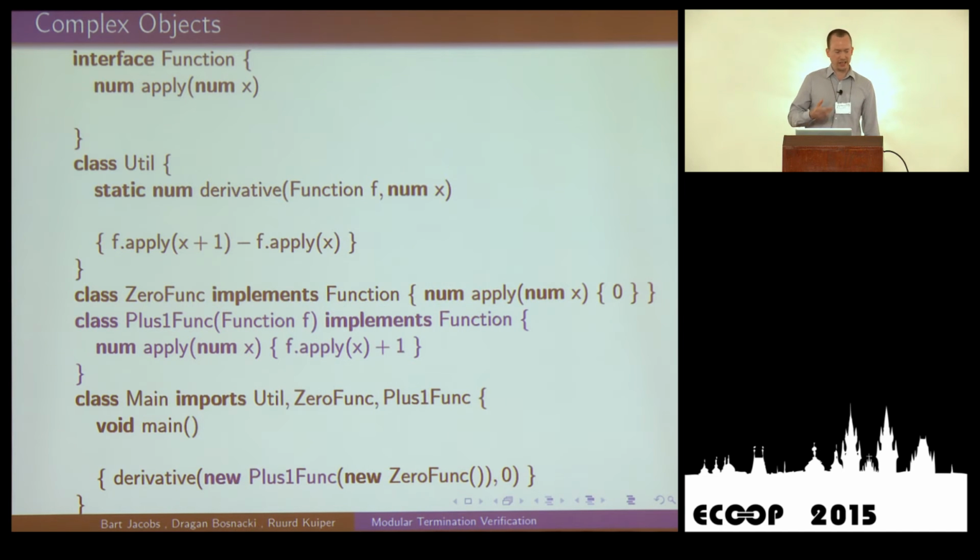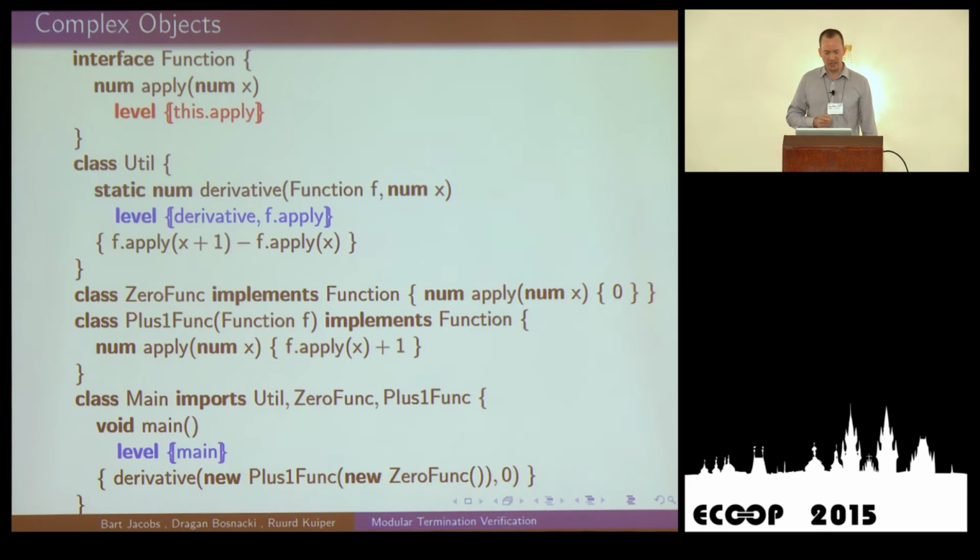So now look at an extension of this program, which also has another implementation of the function interface called plus one func, which takes as a field a pointer to another function object. And in its apply method, it calls the apply method of f. So now the specifications that we saw before no longer work, because the specification of function.apply says that the level is this.apply, but for plus one func's apply method, that's not sufficient to be able to call f.apply, because there's no known relationship between this.apply and f.apply in plus one func.